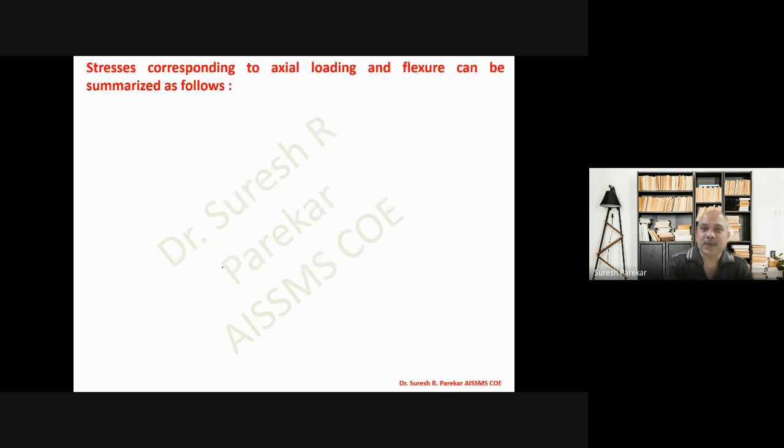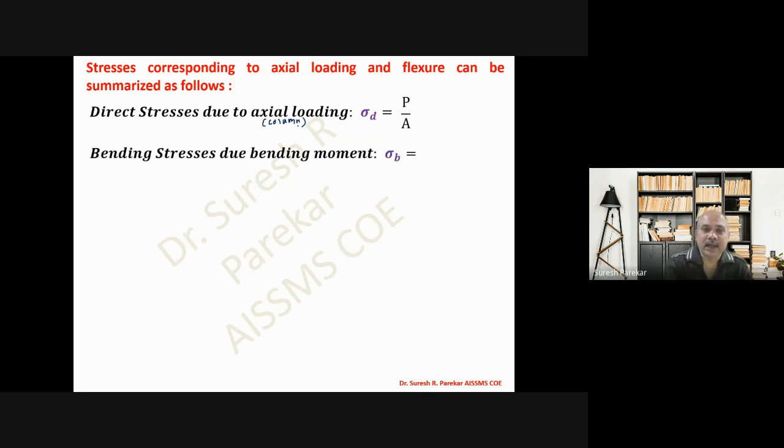Then stresses corresponding to axial loading and flexure can be summarized as follows. The direct stress is due to axial loading. We are with columns, and in column generally we have always compression. So P by A. And bending stress is due to bending moment, we have M by I into Y, that is plus minus.